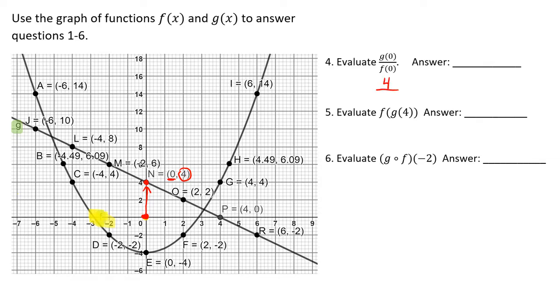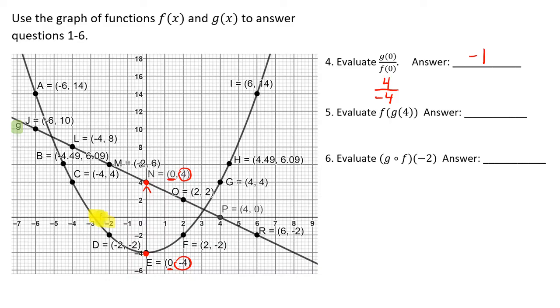So I have 4 over, now I'm going to do the bottom, when x is 0, what's the y value for f? So I can see that the point on the parabola is right here when x is 0. The y value is negative 4. So 4 divided by negative 4 is negative 1.